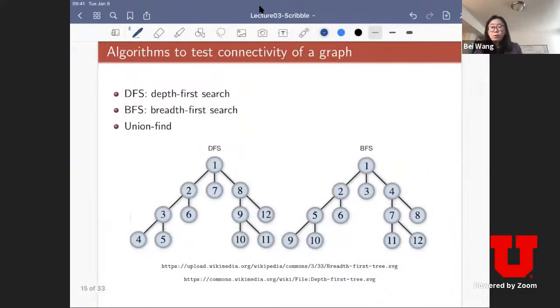Okay, so one of the classic algorithms to test the connectivity of a graph is perhaps through search. And there are two types of search. One is depth first search and one is breadth first search. Both of those are classic techniques if you're taking an algorithms class. And then the underlying structure to store a graph is union find.